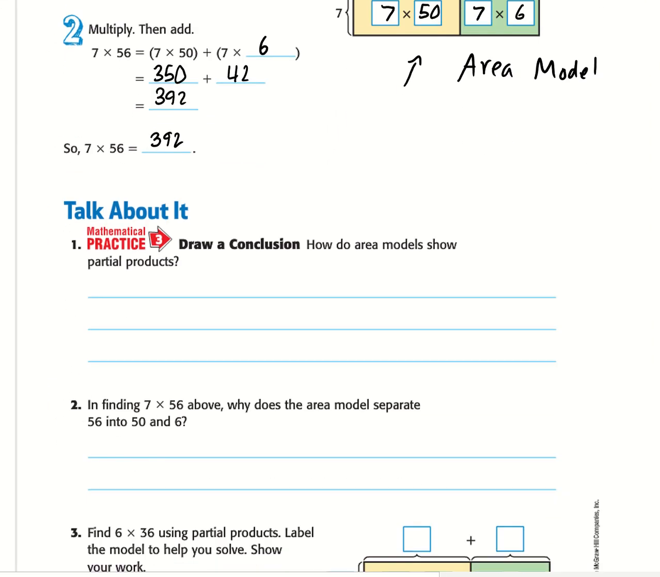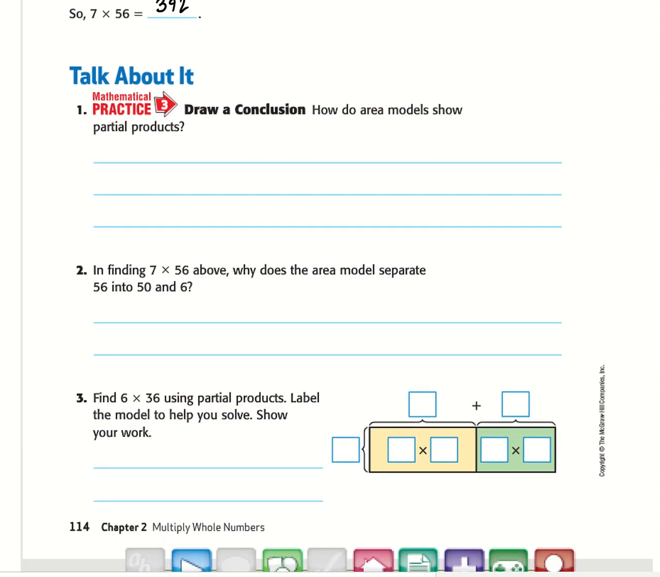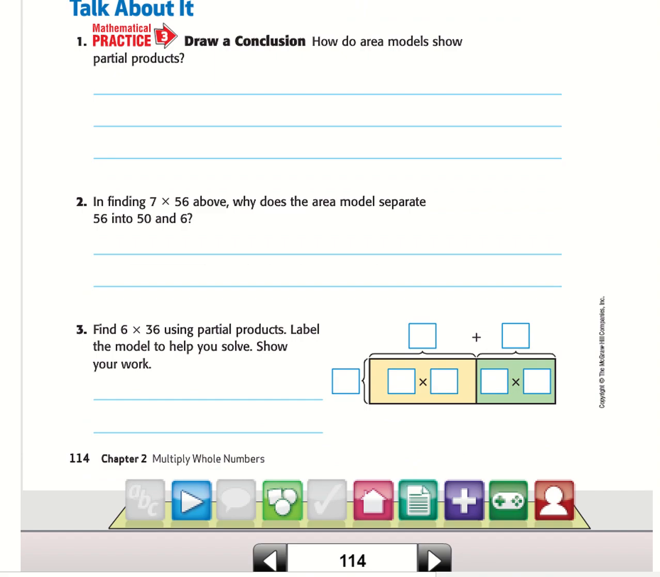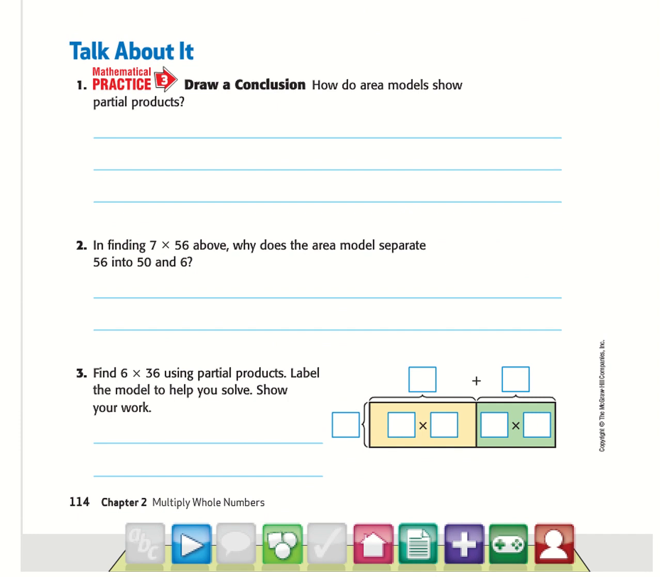So let's do the talk about it. I want you guys to go ahead and try these and pause the video, and then it'll go back to this once you've tried it. I'm actually going to walk this through with you guys because this is some pretty advanced math. So how do area models show partial products?